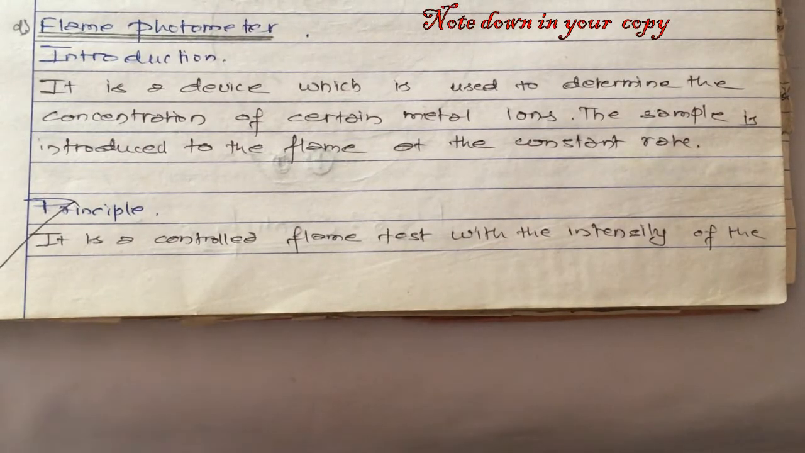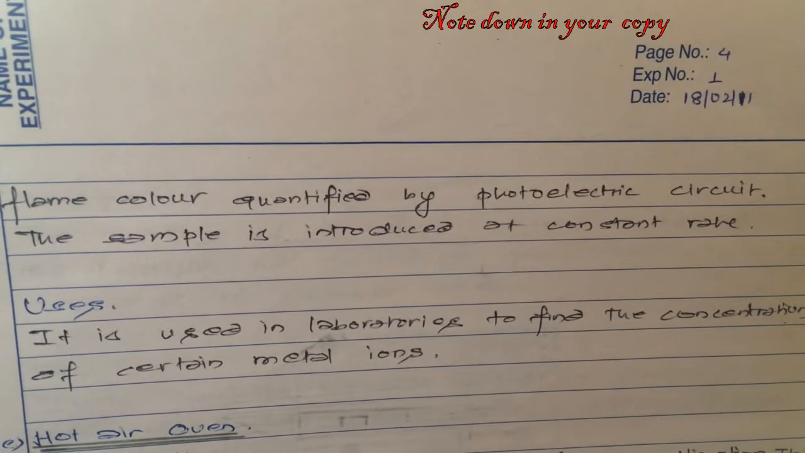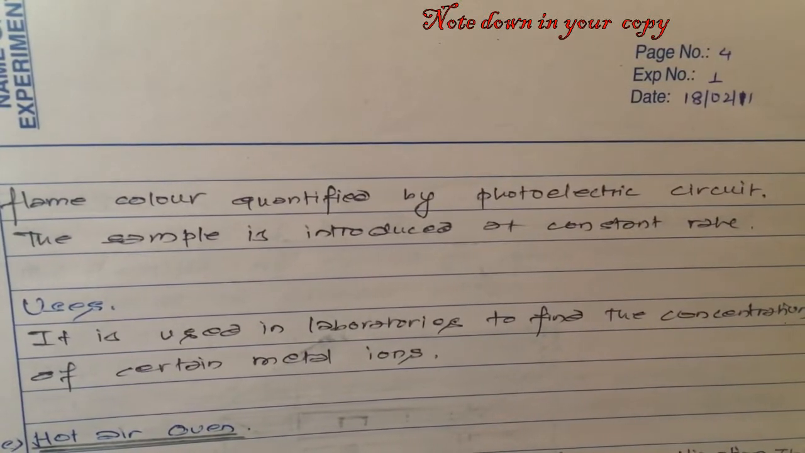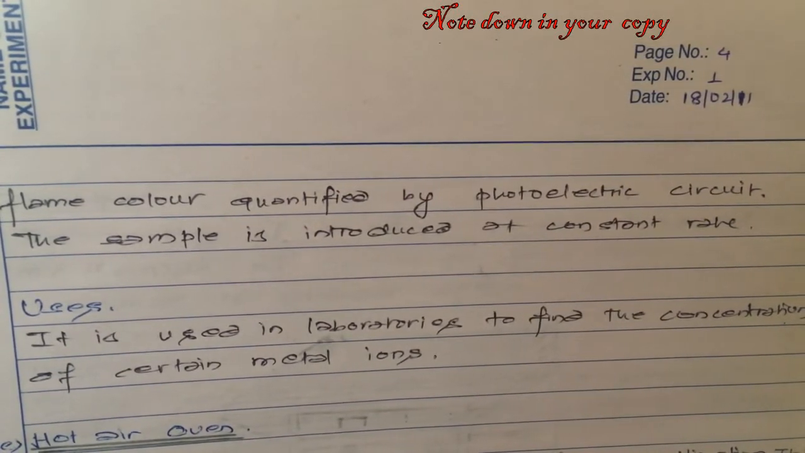Let us emphasize another important instrument, the flame photometer. It is a device used to determine the concentration of certain metal ions. The sample is introduced to the flame at a constant rate. Talking about the principle, it is a controlled flame test with the intensity of flame color quantified by a photoelectric circuit. Talking about the uses, it is used in the laboratory to find the concentration of certain metal ions.